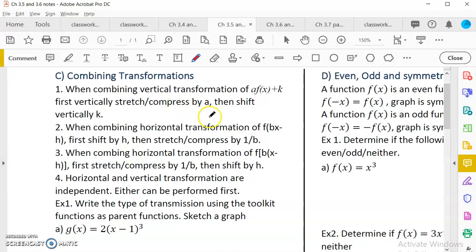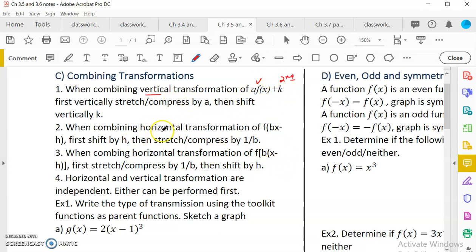Right? So the guideline is, if you are doing a vertical transformation of multiplying numbers, so there's a vertical stretch or compression, and then an add, you would do the stretch first. So this is first, and this is second. For vertical, you always do the stretch or compress first and then move it up or down.